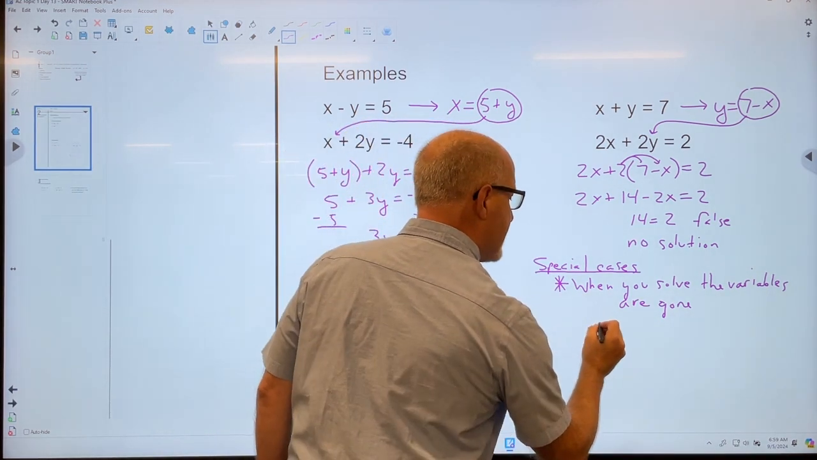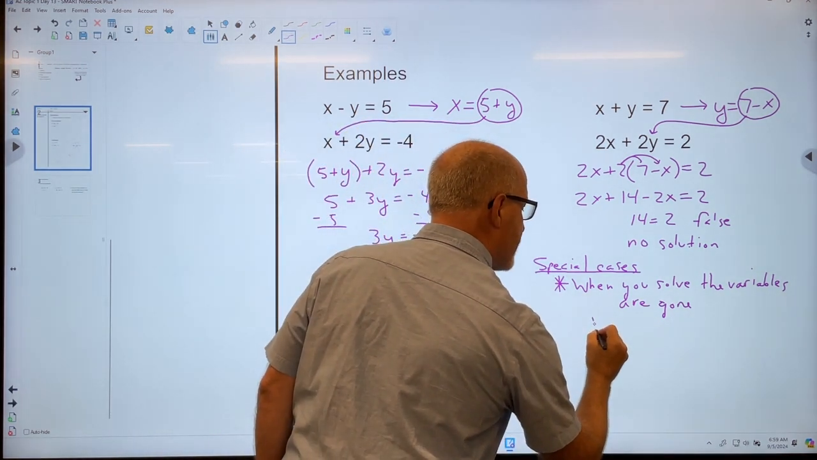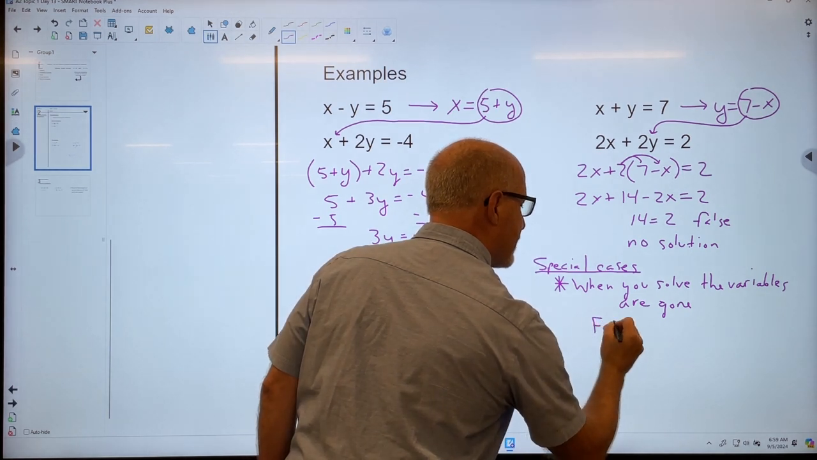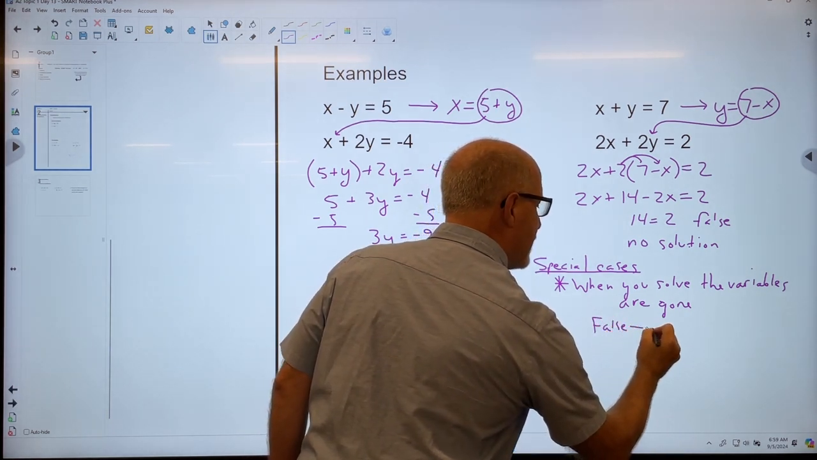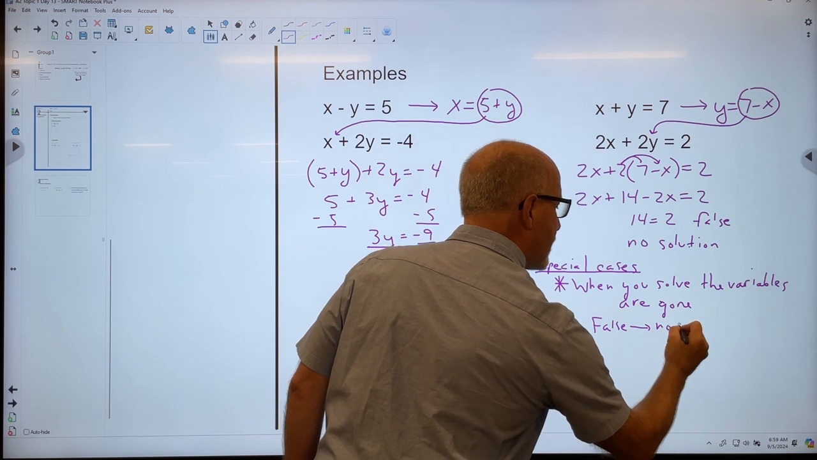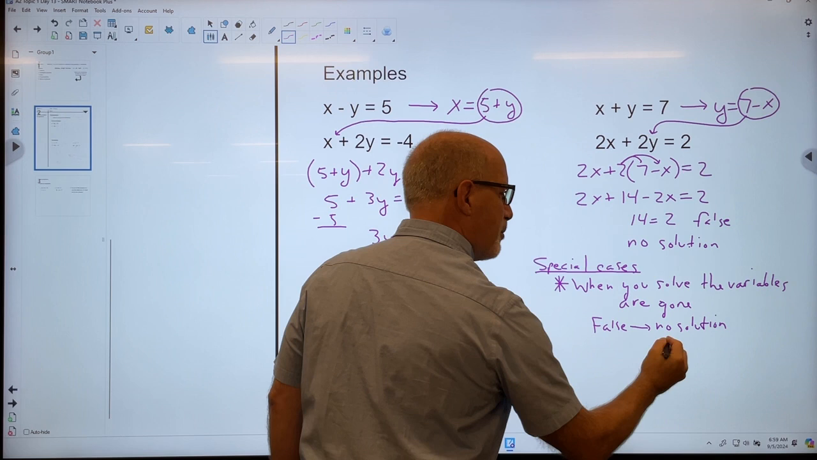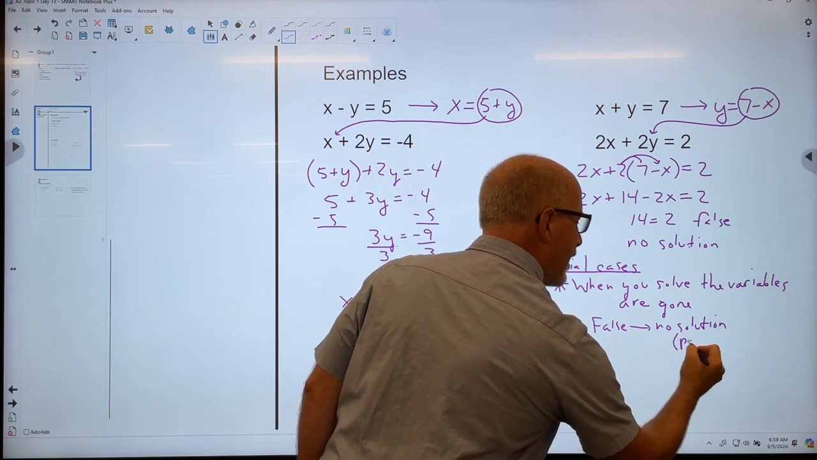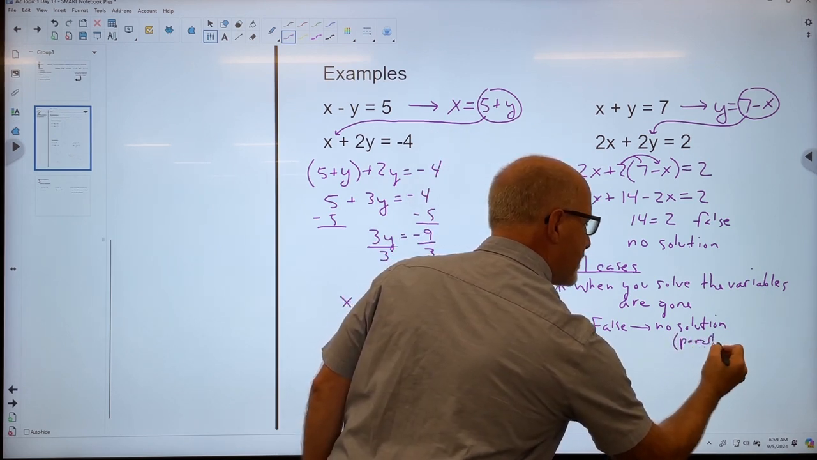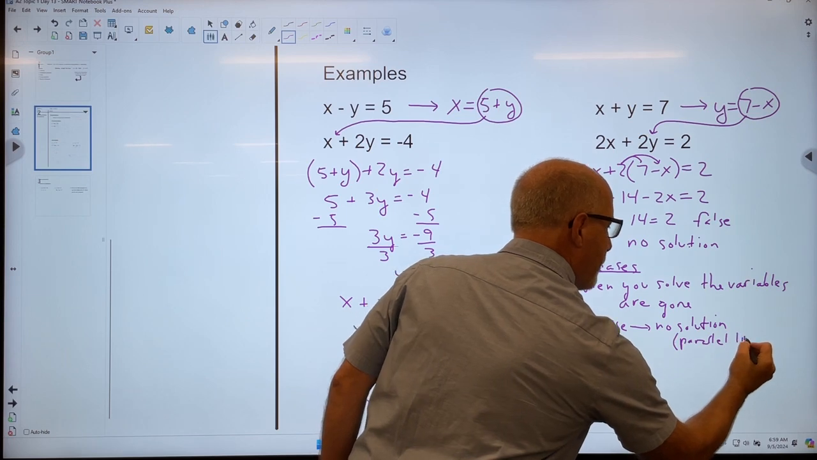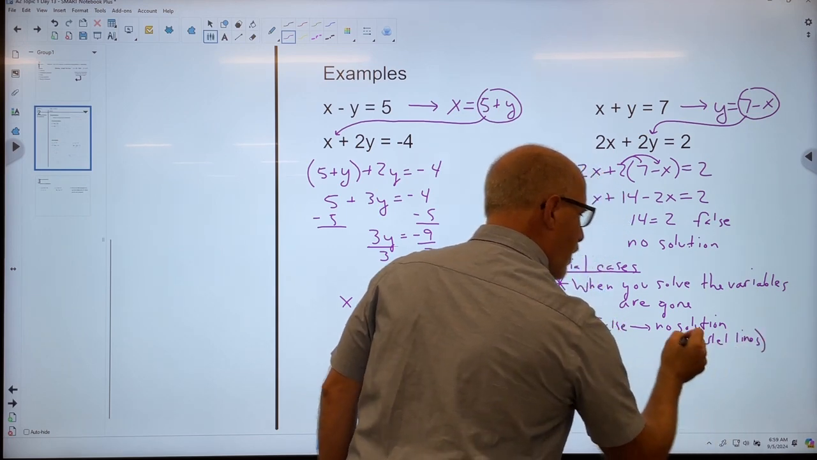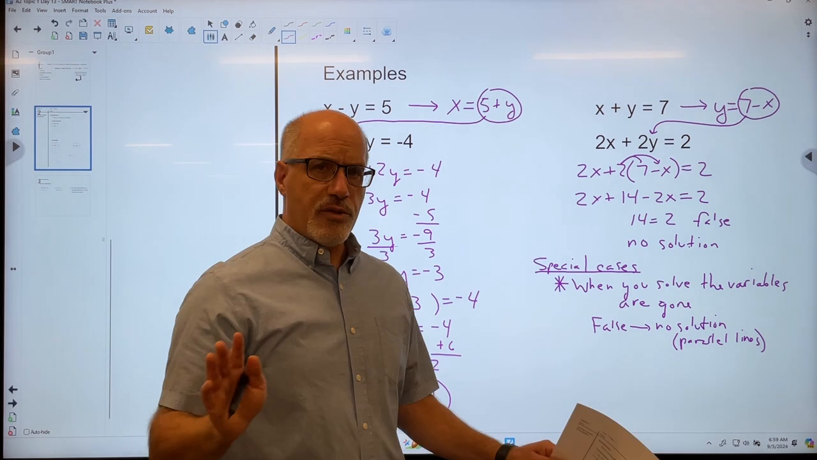The first case is when you have a false statement, that means no solution. If you remember back to graphing, that means that there's parallel lines. All you'd put in the answer blank is that there's no solution.